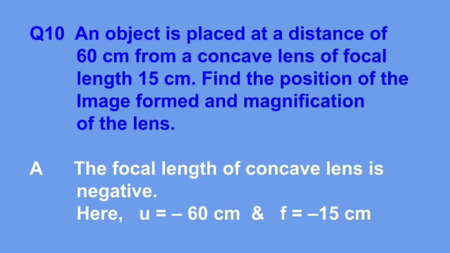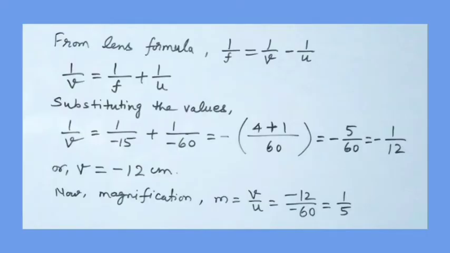Question number 10. An object is placed at a distance of 60 cm from a concave lens of focal length 15 cm. Find the position of the image formed and the magnification of the lens. We know that the focal length of a concave lens is negative. Here u is equal to minus 60 cm and f is equal to minus 15 cm. From the lens formula 1 by f is equal to 1 by v minus 1 by u, we get 1 by v is equal to 1 by f plus 1 by u.